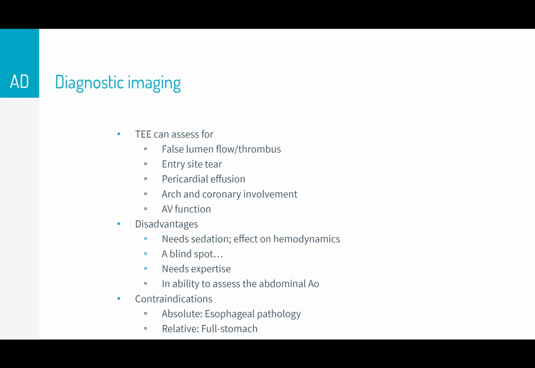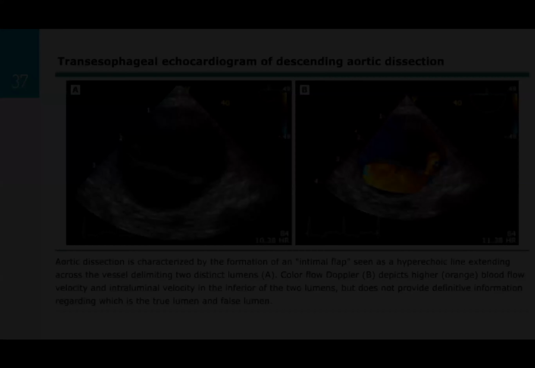Also, one disadvantage is the inability of transesophageal echo to assess the abdominal aorta. The contraindications for using transesophageal echo: the absolute one is esophageal pathology. A relative one is a full stomach. Ideally, you want the patient to be fasting.